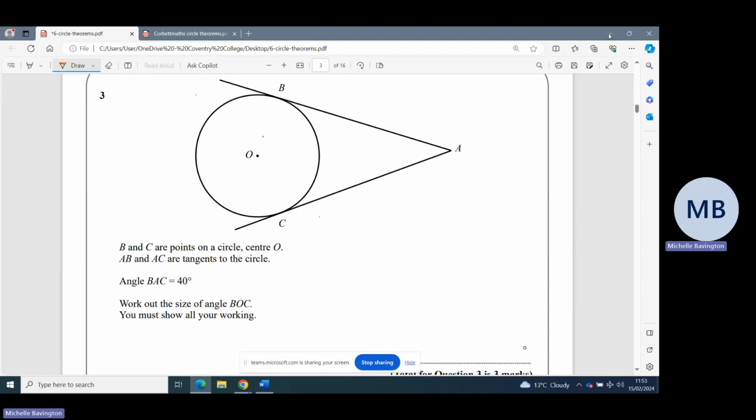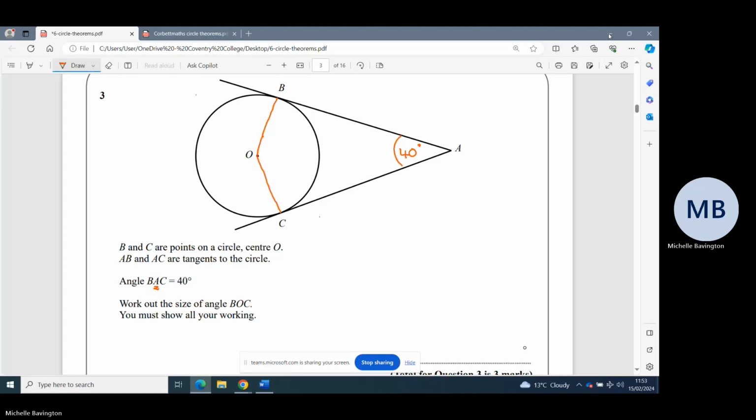Right, number 3. Tangents that meet at the same point are equal. I'm just going to join them up. BAC, BA, middle letter. That is 40, which is nice.